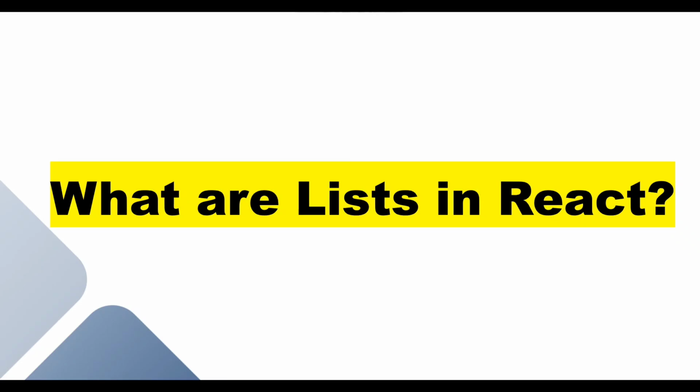In this tutorial, we will learn about lists and keys in React.js. First, we need to learn what lists are in React. In React, a list is a collection of items that you can render dynamically. You often use lists to display data from an array, such as a list of users, products, or any other repeated elements like that.